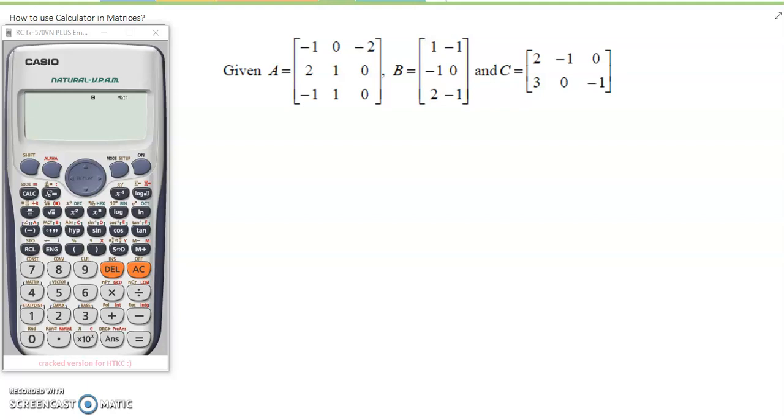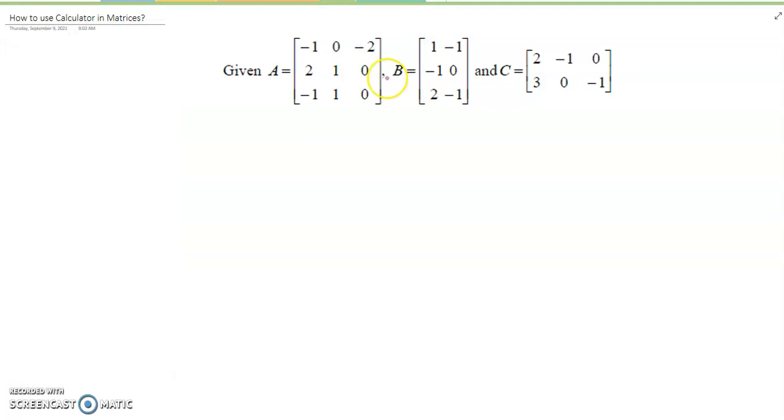First things first, we have to know the dimension of the matrix. Now we look at matrix A. The row is 3, column also 3. For matrix B, we have 3 rows and 2 columns. For matrix C, we have 2 rows and 3 columns.